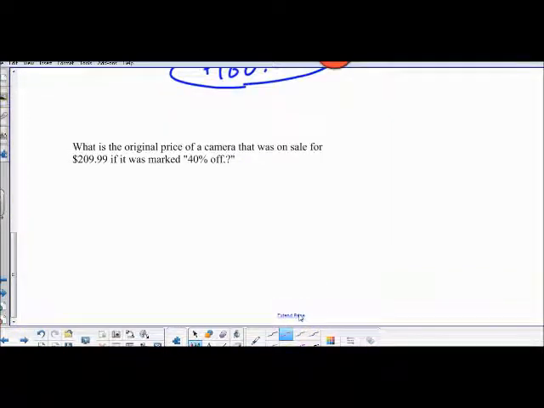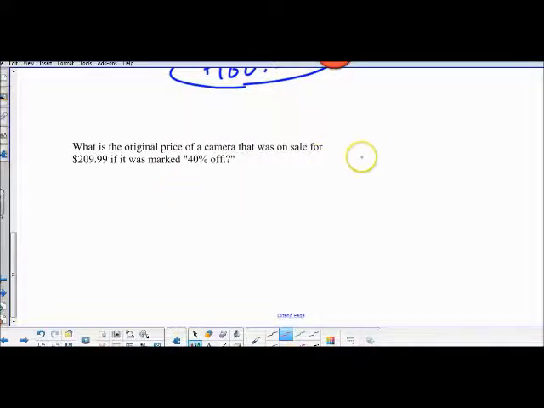So what's the original price of a camera that was on sale for $209.99 if it was marked 40% off? Okay. And the reason I can't use 40% here is because the $209.99 is not 40% of anything. It's really 40% has been taken off from some amount that I don't know. All right, so I find 40% of some number that I don't know and then subtract it from that number that I don't know. Well, how do I do that? Well, you can't, except for it's 100 minus 40, or 60%.